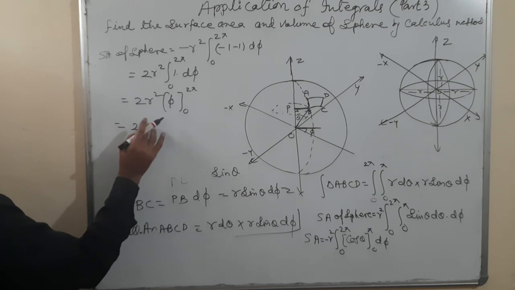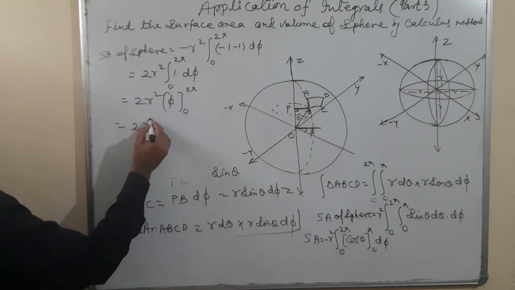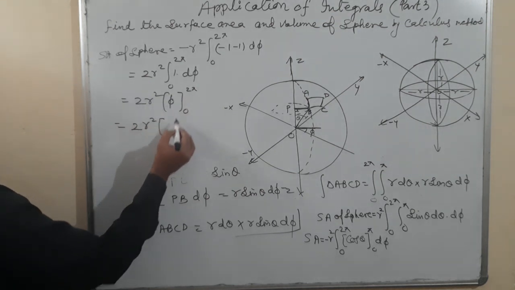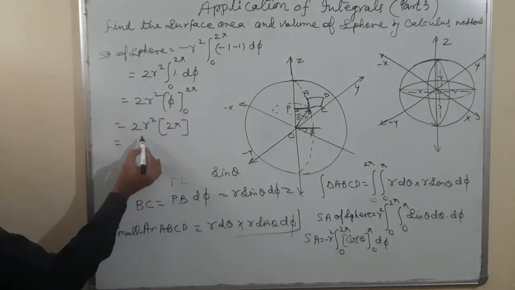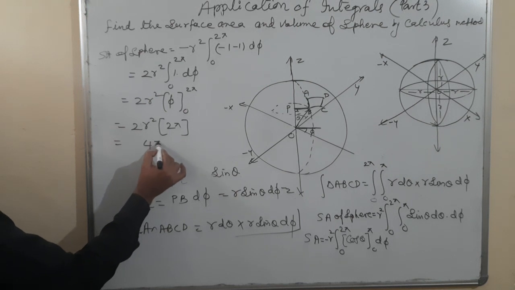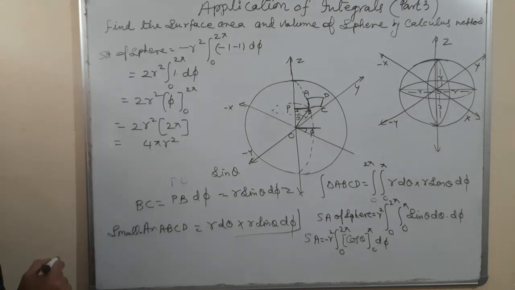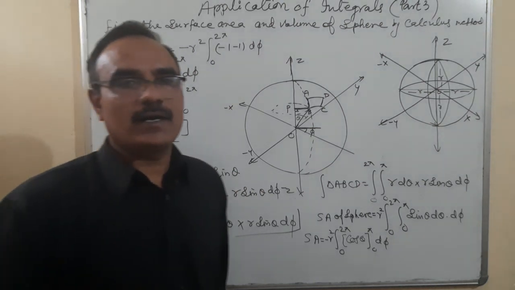So 2r square, in place of phi I can put here 2 pi, minus 0. So it is 4 pi r square. What is it? It is the surface area of the sphere, 4 pi r square.